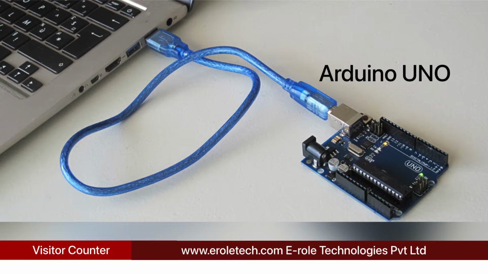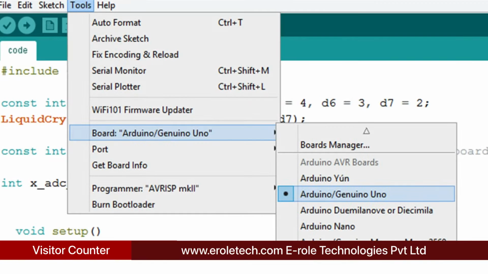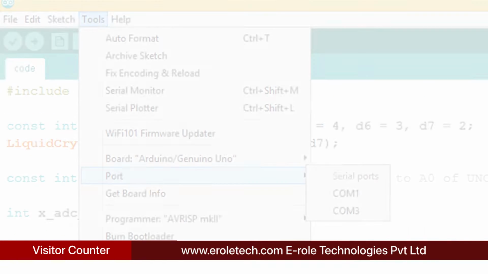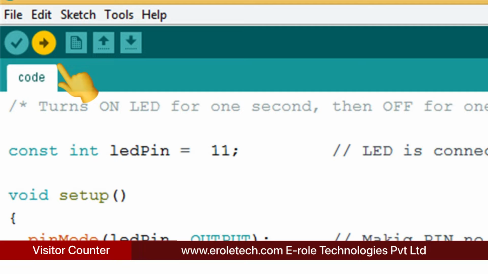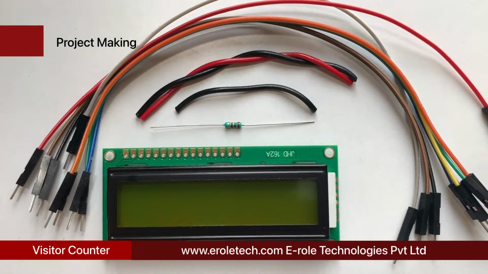For this, we will first connect the Arduino board to the USB port of our computer. Now we will go to the Tools menu and select Arduino Uno. Then, we will go to the port option and select the port at which Arduino is connected. Now, to transfer this code to our hardware, we will press this arrow button. Now we will assemble our hardware.